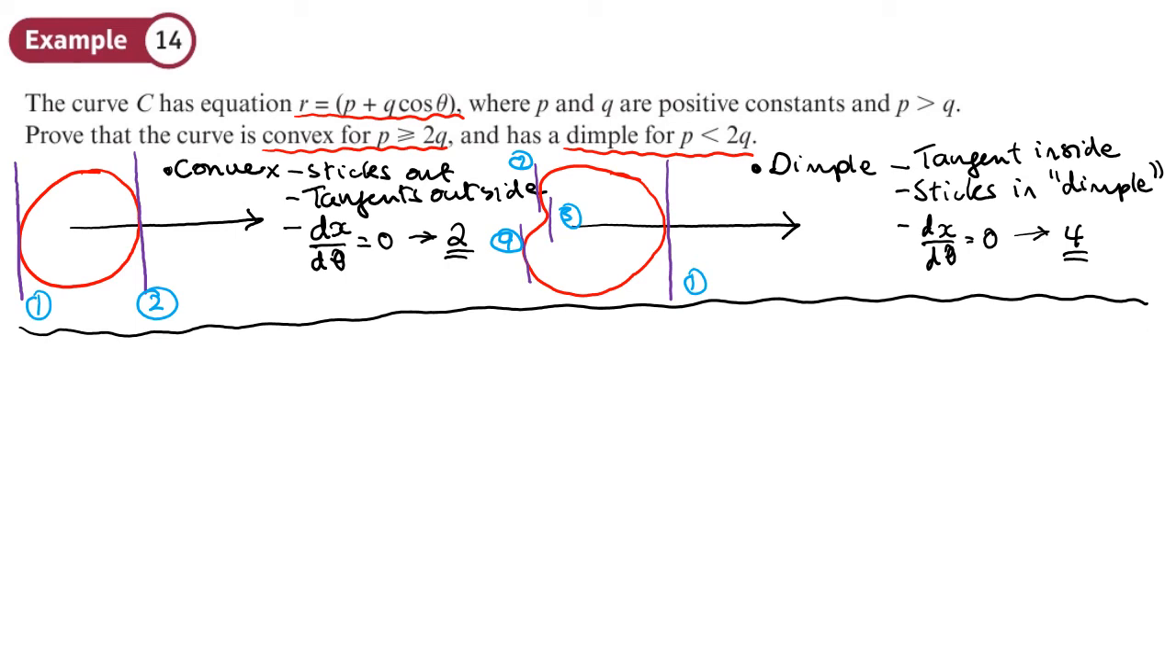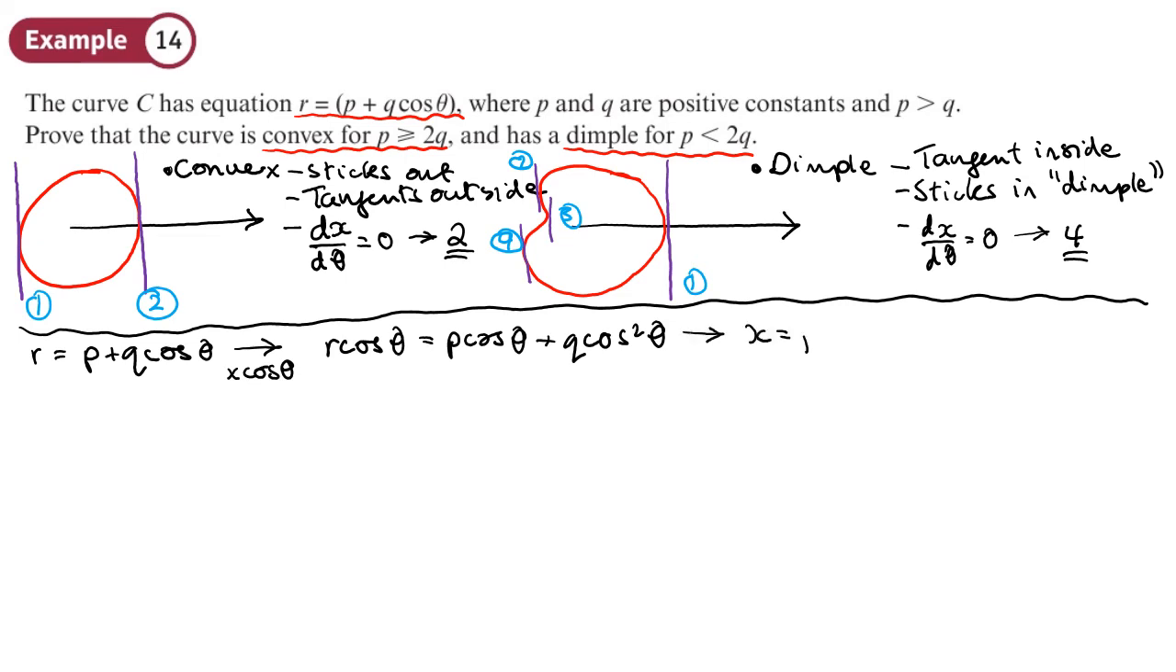Right, so let's solve this. We have r equals p plus q cos theta. Now, because I want x, I can replace r cos theta with x. I'm going to times everything by cos theta. So I get r cos theta equals p cos theta plus q cos squared theta. The r cos theta I can replace with x. So I'll have x equals p cos theta plus q cos squared theta. Now I can differentiate it and get dx d theta.